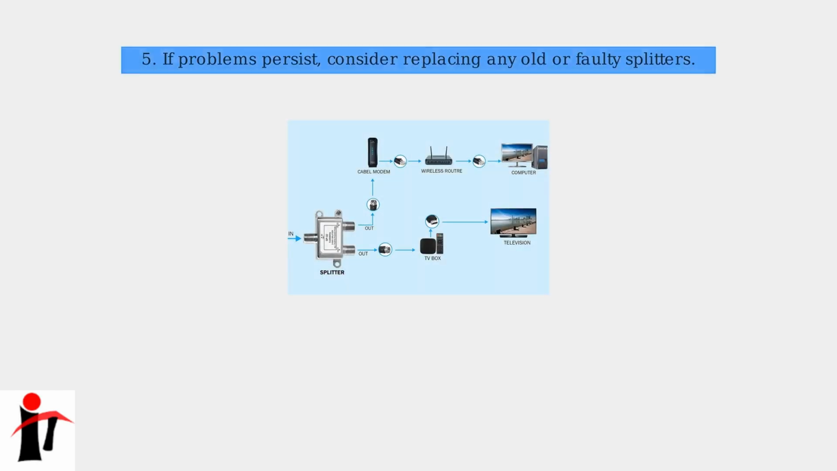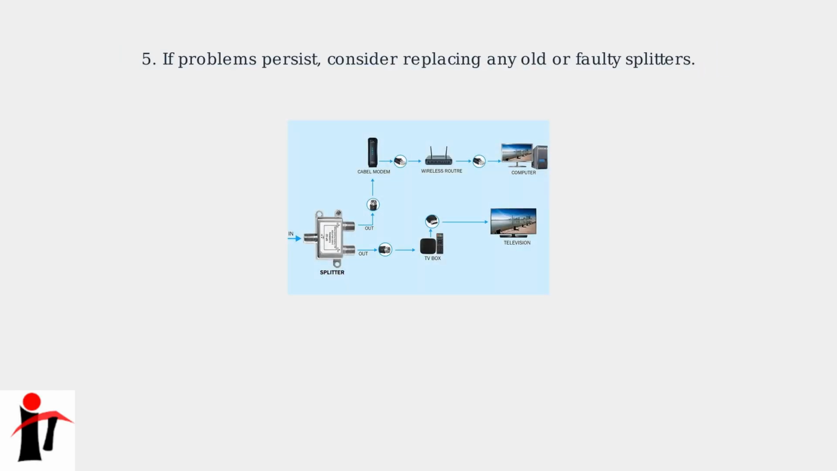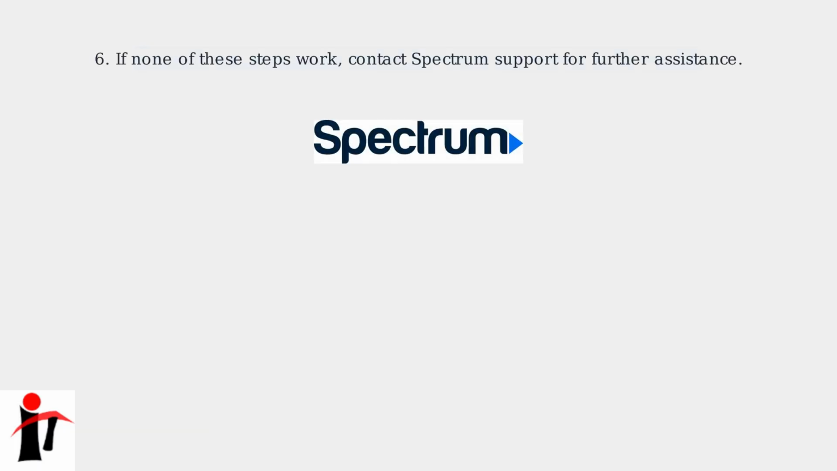If problems persist, consider replacing any old or faulty splitters. If none of these steps work, contact Spectrum support for further assistance, as it could indicate a more complex issue like hardware failure.